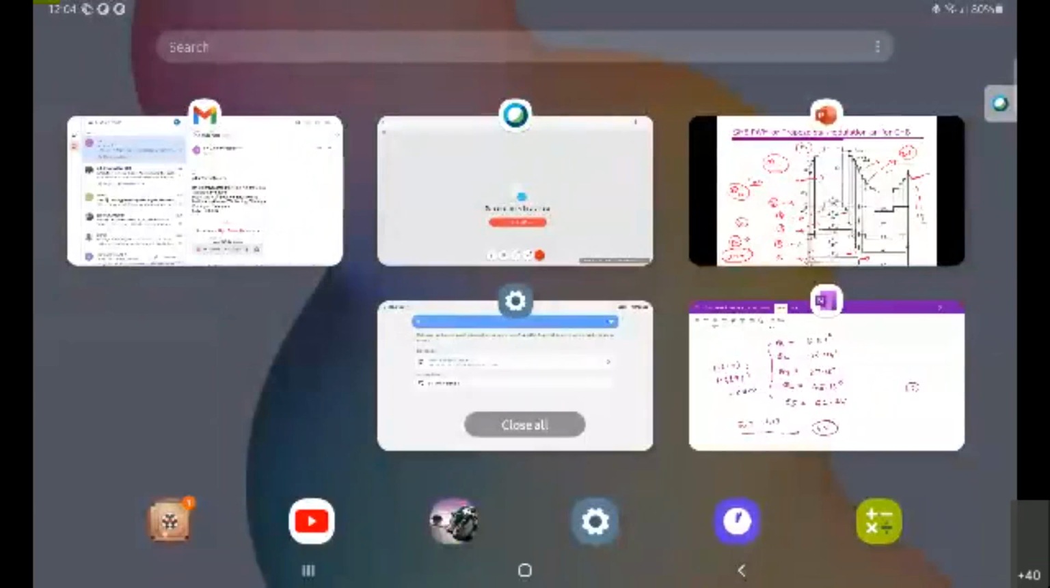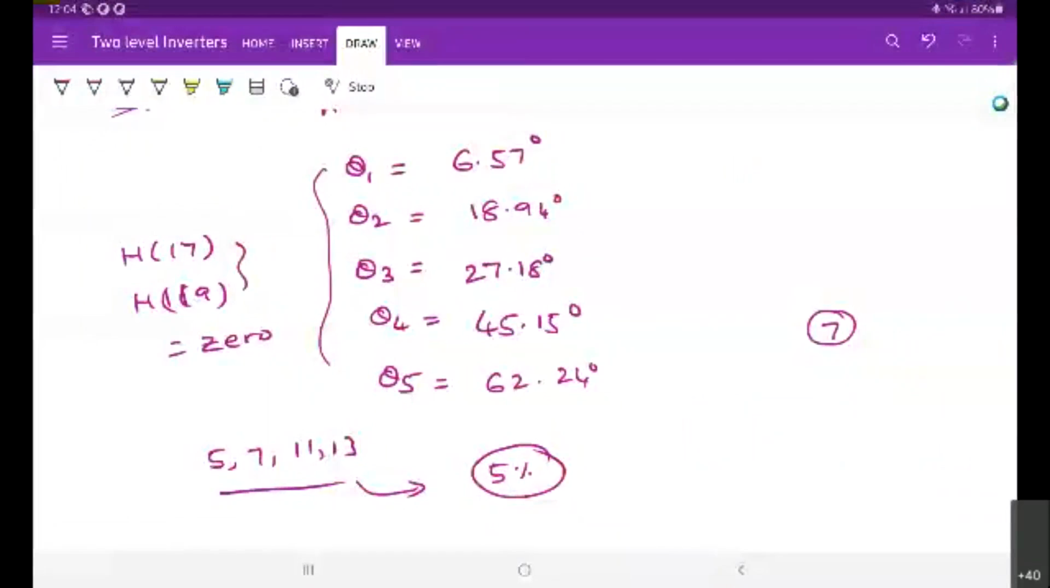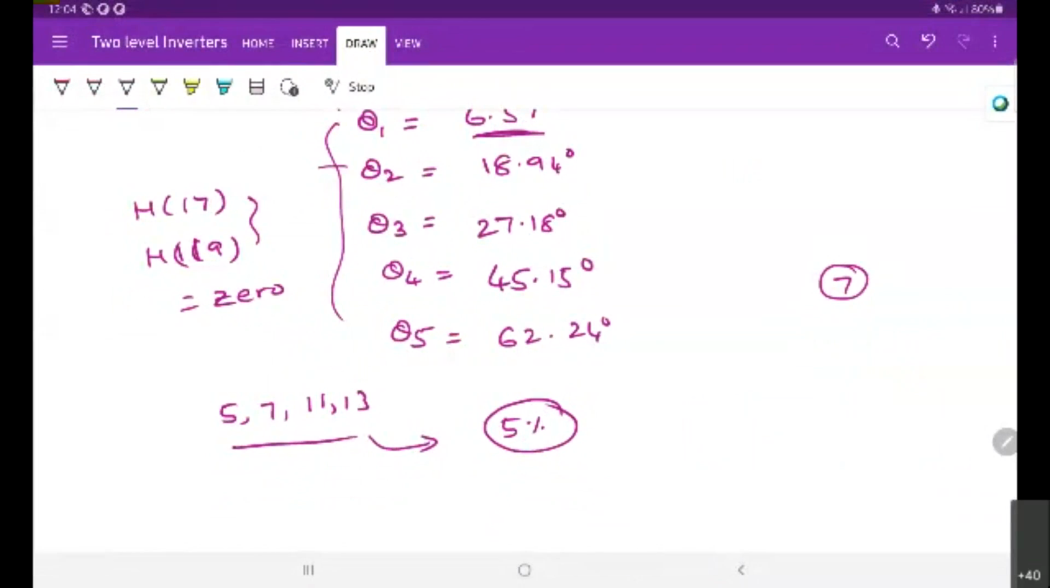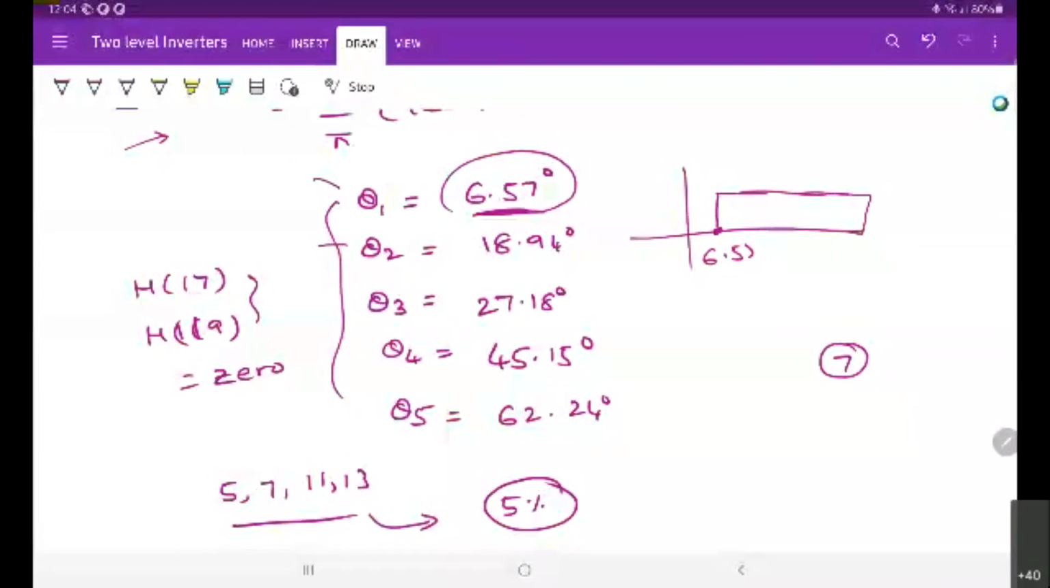So this is how to generate the firing angles. These are the firing angles for converter 1, meaning H bridge 1, H bridge 2, HB3, 4, and 5, similarly. In the PWM scheme, we need to give these as input. For example, this pulse will start here, so this angle is 6.57 degrees. The pulse will continue here and stop here, so this angle is 180 degrees minus 6.57 degrees.